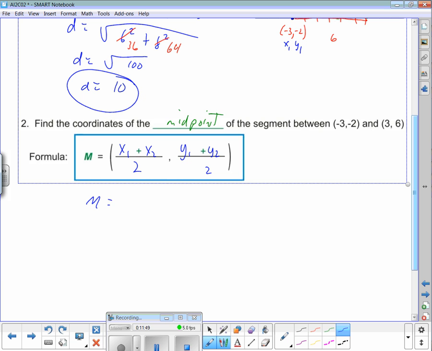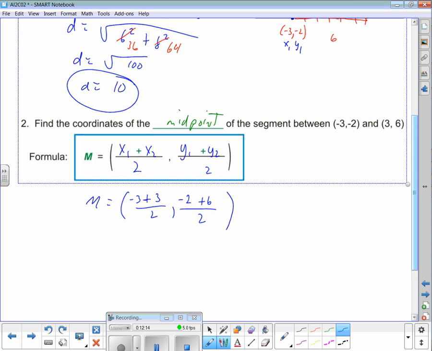So if you were to work the formula, what do we got? A -3 is x1, and 3 is x2, divided by 2. And what about the y's? y1 is -2, y2 is 6, divided by 2. So -3 plus 3 divided by 2, that's the first one, right? The two x's. -2 plus 6 divided by 2, the two y's.